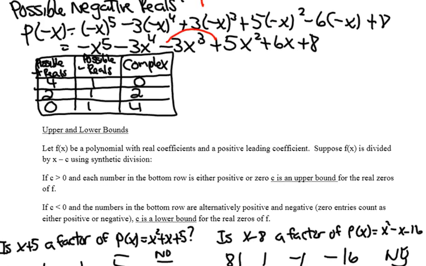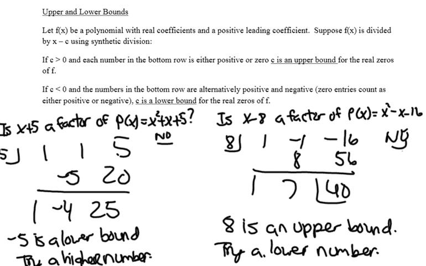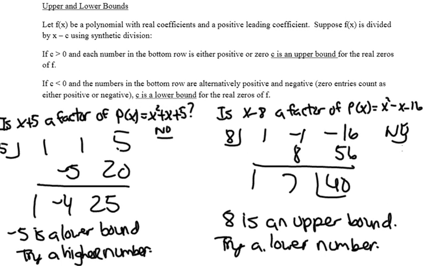So what I have done is I wrote an example of each for us to take a look at. Is x plus 5 a factor of that polynomial function equation? Well, if I'm going to check x plus 5, obviously I will plug in negative 5. Notice in this particular case, c is less than 0 in the box, and your values are alternating, positive, negative, positive. This is telling me negative 5 is a lower bound. Try a higher number. Try negative 1. Try 1. Try 5.